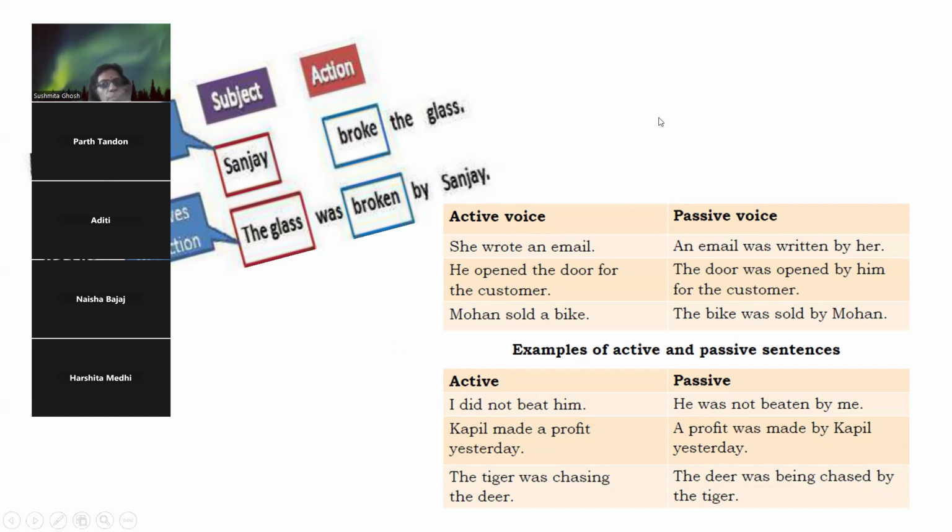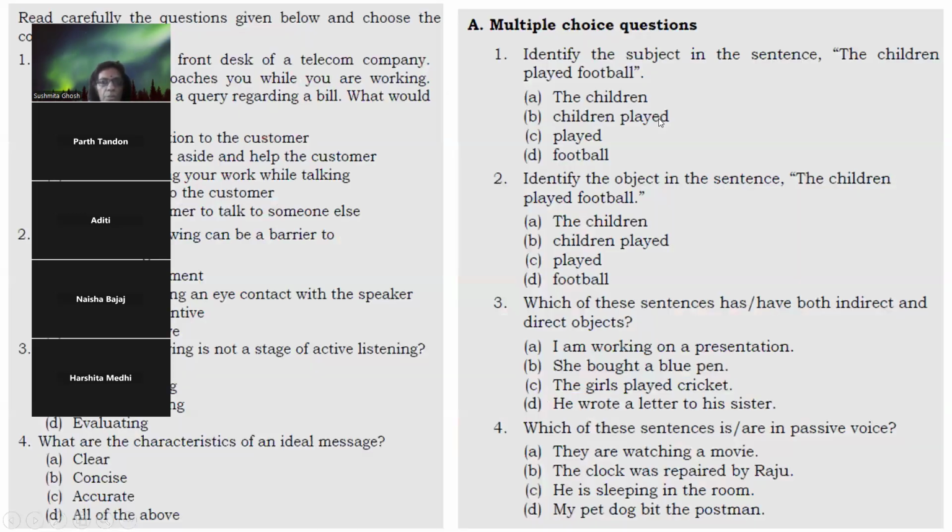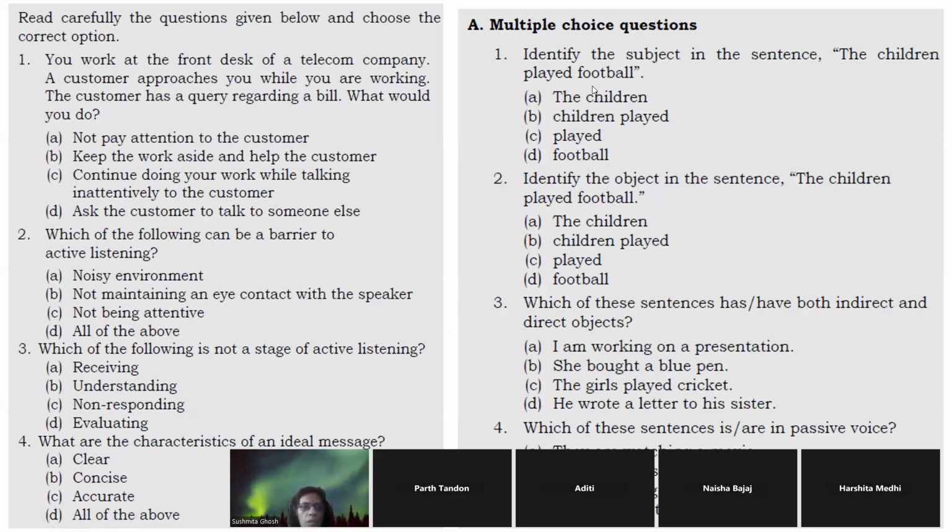But these are the things which will be there in this paper also. Certain questions I picked up from your book as well as from the question papers, so we'll give you an idea about the kind of questions which can be asked. Like, which of the following can be a barrier to active communication or active listening? Noisy environment, not maintaining eye contact, not being attentive. I hope you'll all say this, all of the above.